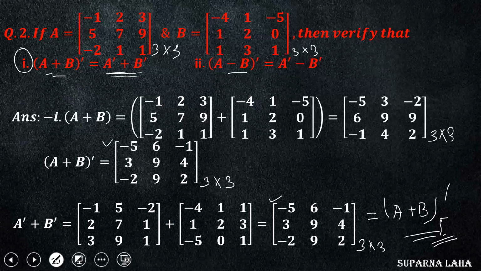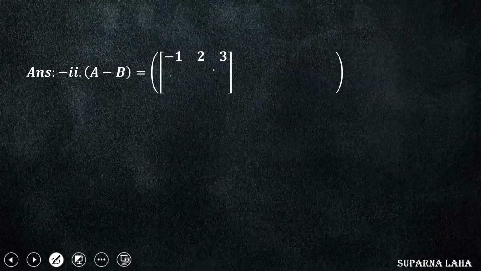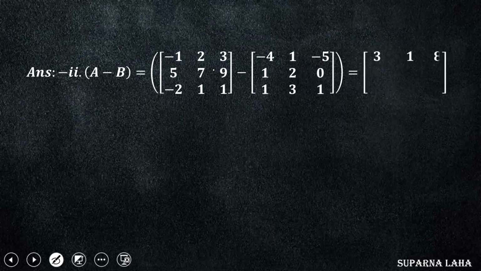So let's verify the second one. That is, (A minus B) transpose is given by A transpose minus B transpose. Firstly, what is A minus B? Write down A: -1, 2, 3, 5, 7, 9, -2, 1, 1, minus B: -4, 1, -5, 1, 2, 0, 1, 3, 1. Just subtract their corresponding elements. You will find the matrix is given by 3, 1, 8, 4, 5, 9, -3, -2, 0. This is also a 3 by 3 matrix.